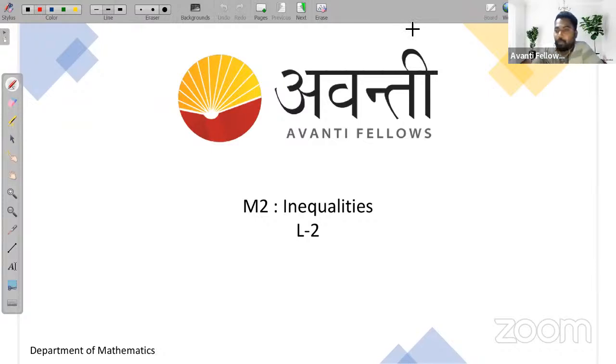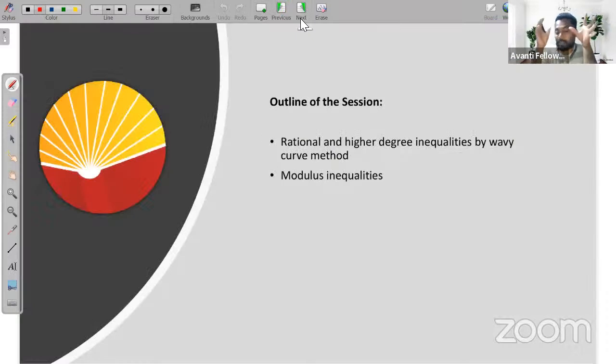Guys, today we are continuing the same topic, that is inequality. Today we are going to start a very important method: rational or higher degree inequalities by the Wavy curve method. We'll learn a very good method, that is the Wavy curve method.